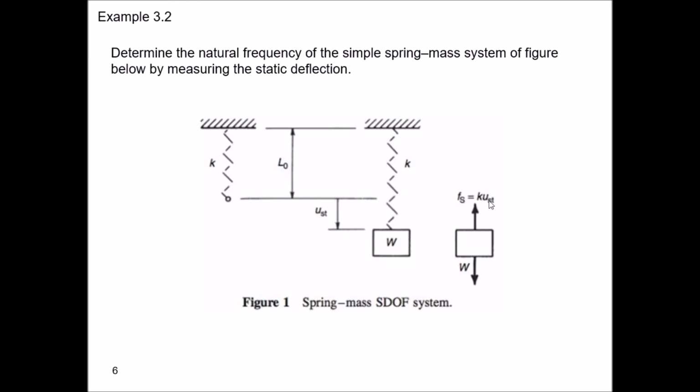What we can also do now is draw a free body diagram of our weight, where we have the weight acting down on our block, and we have our spring force acting back up. Our equation for our spring force is given by K, our spring constant, times delta ST, our static deflection.